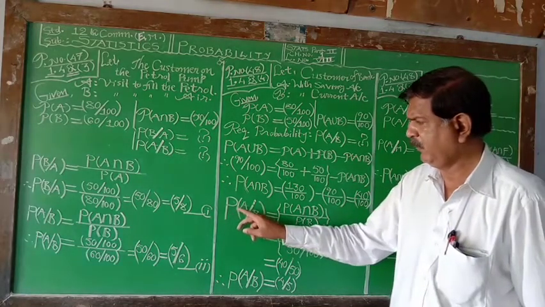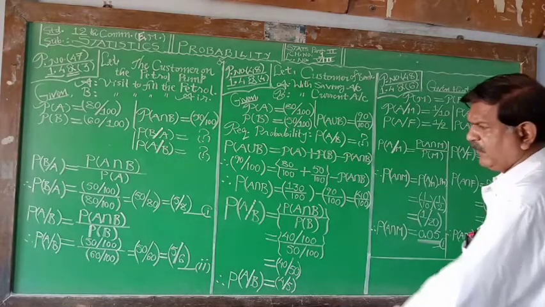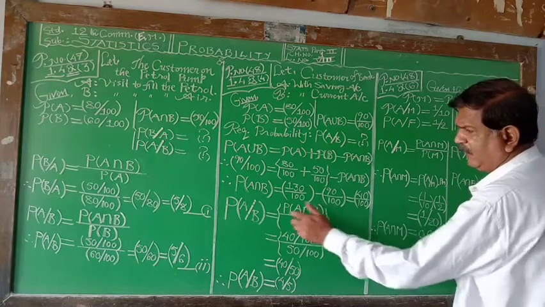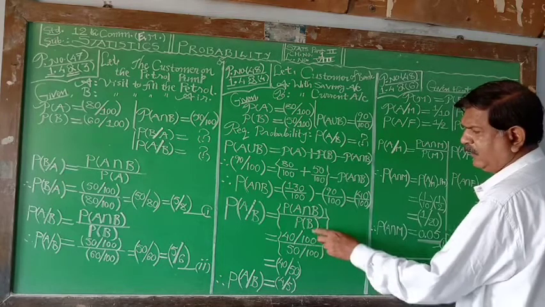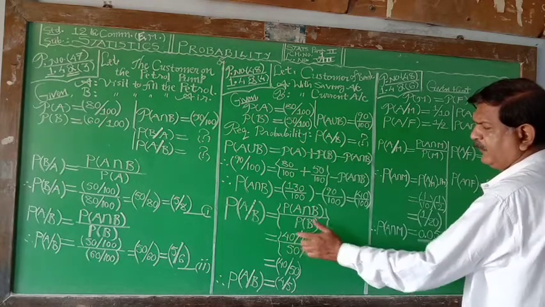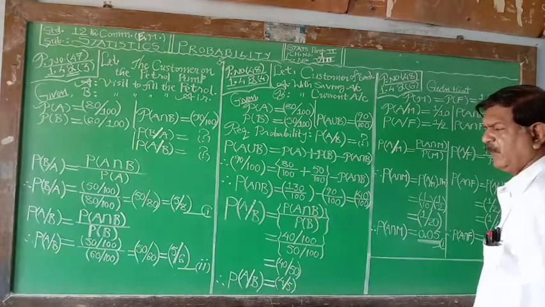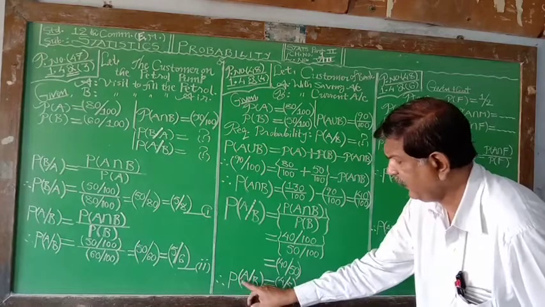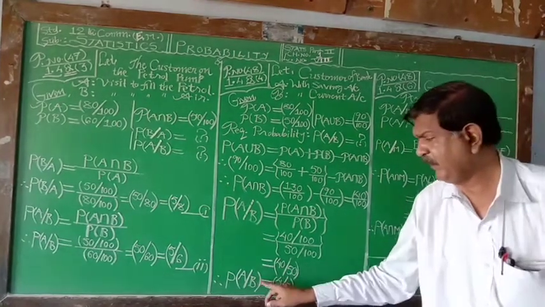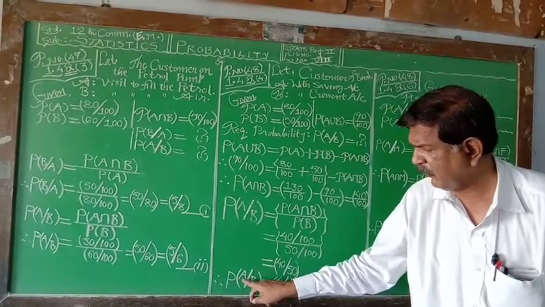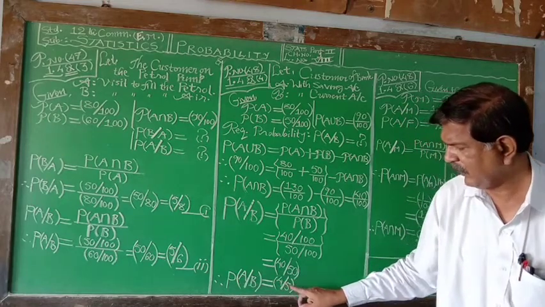Therefore, probability of A given B is required. Probability of A intersection B upon probability of B. Probability of A intersection B is 40 by 100 upon probability of B, 50 by 100. 100 cut, 40 upon 50. Therefore, 4 by 5 is the required answer. Probability of A given that B, this is conditional probability. Probability of B is known. Then what is the chance of occurring A? Means probability of A given B is 4 by 5.